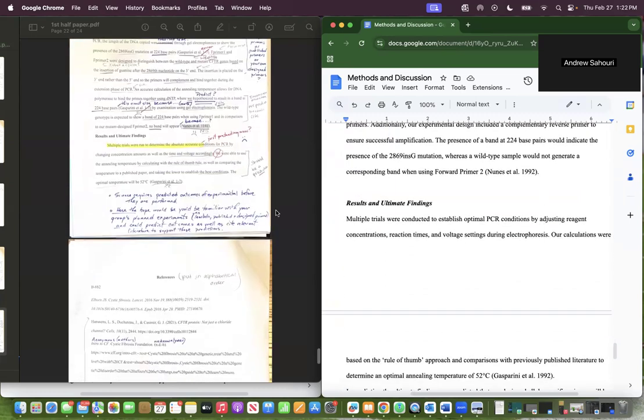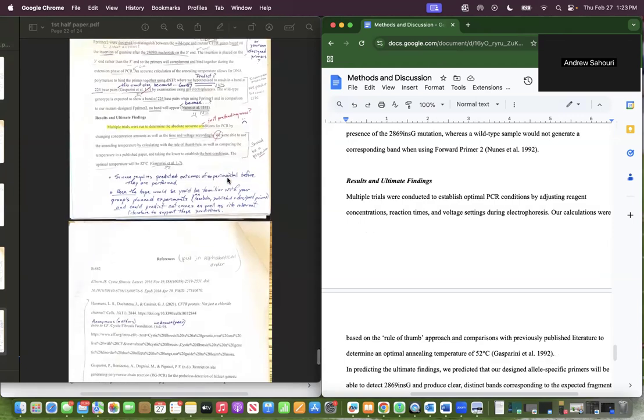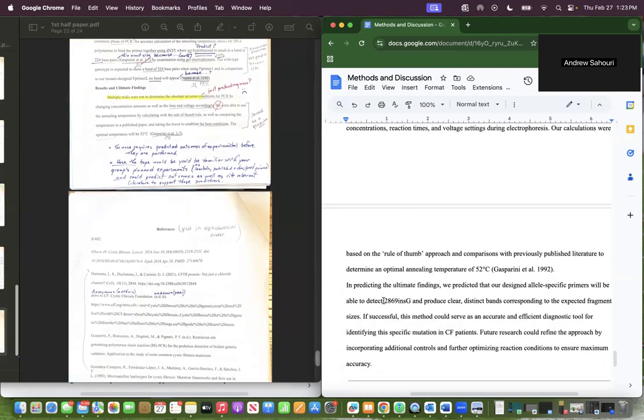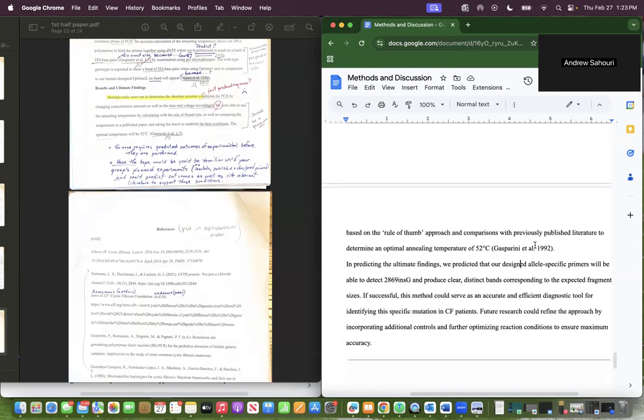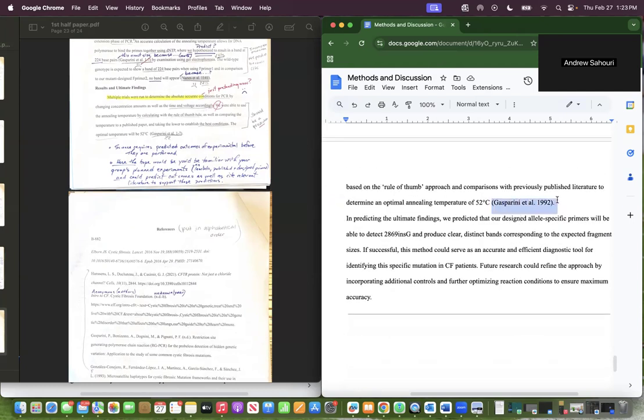And then moving on to results and ultimate findings, I italicized that, of course, and all this should be a prediction. So I wrote, in predicting the ultimate findings, "we predicted," and I just wrote how it's predicted. I rearranged it, I guess, and I put Gasparini et al. 1992 instead of Gasparini et al. 1 to 7.